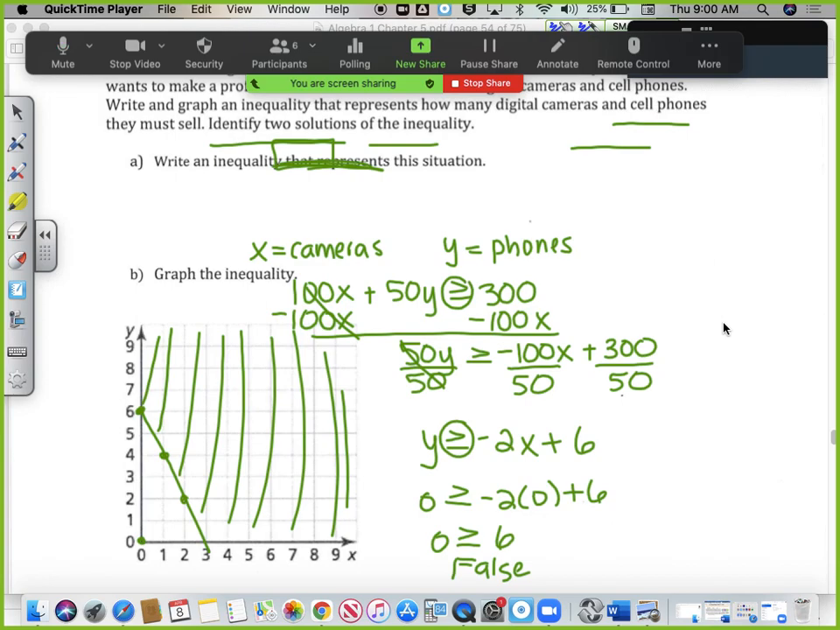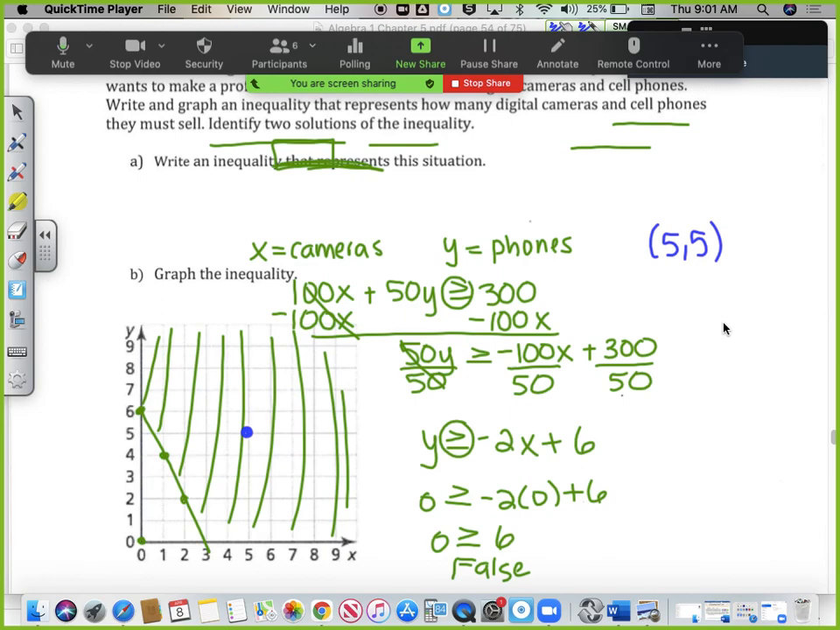You can pick anything. Can somebody give me a solution that's in the inequality? Molly? 5, 5. Yep, 5, 5. So go over 5, up 5. This right here is going to be a solution. Now we could take 5, 5, and replace 5 in for x, 5 in for y, and that answer, when you do that, will be greater than or equal to 300. Like, it's just going to happen. You could check with your calculator, but it will happen. That profit will be greater than or equal to 300.